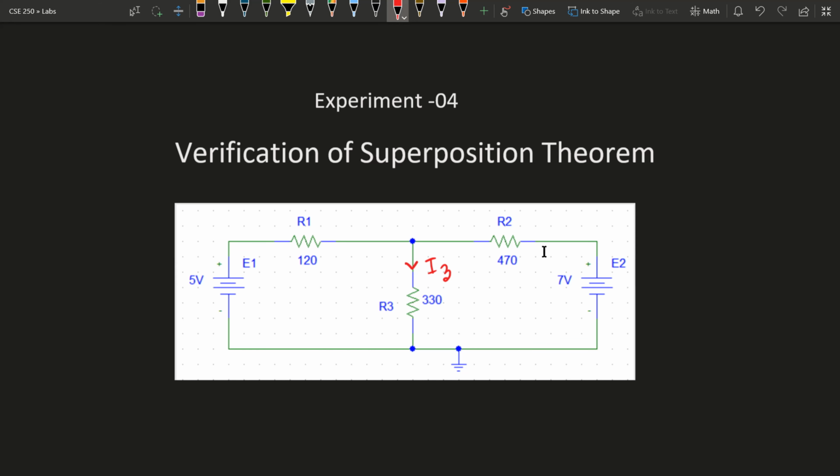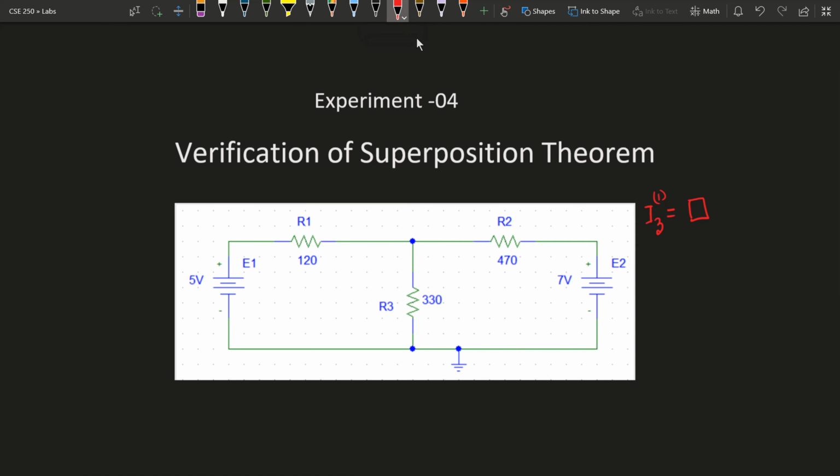So what we will do is we will keep alive only one source, let's say E1, and we will kill E2, so we make it 0 volt. So this becomes 0 volt and this becomes a single wire. Now we will calculate the current flowing through R3. Let's say we get I3 equals some value and we name it I31.